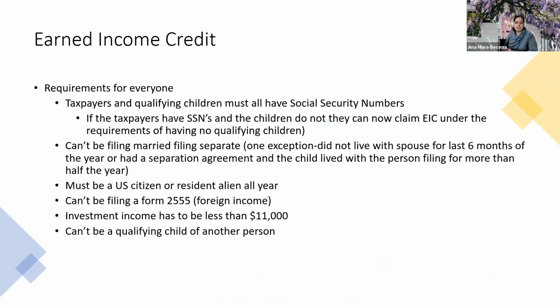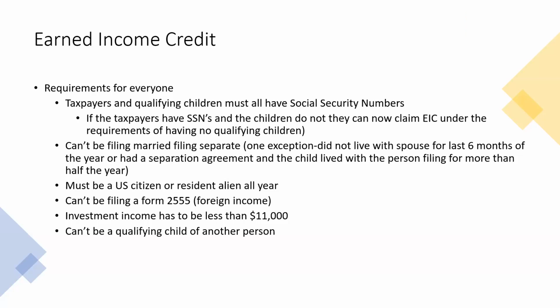So then we're going to start with the requirements for everyone in order to be eligible for the earned income credit. Everyone would have to have a Social Security number. That's both the taxpayers and the qualifying children. And what we mean by having Social Security numbers is that the Social Security number needs to allow you to work in the US. It used to be that you couldn't claim the earned income credit if the children didn't have a Social Security number, but you can now. You just would have to follow the requirements for no qualifying children.